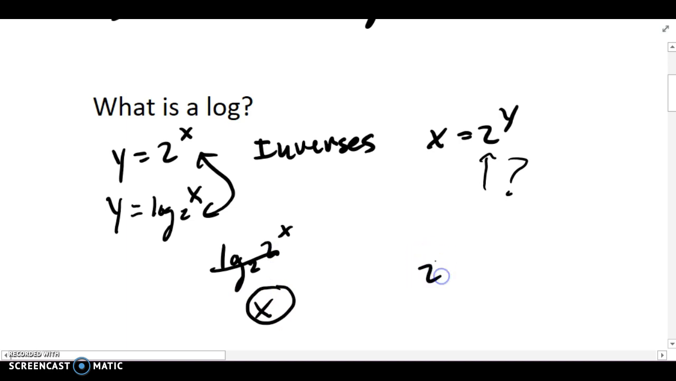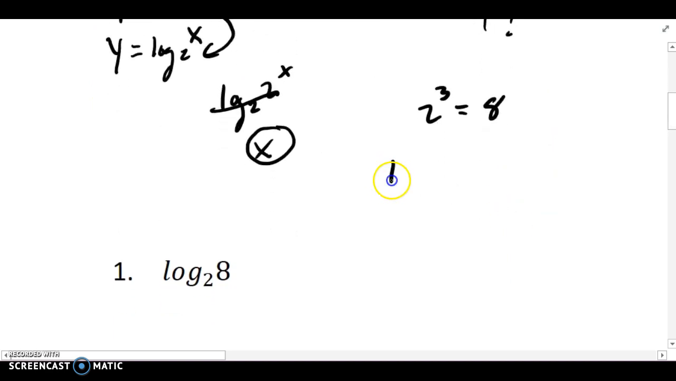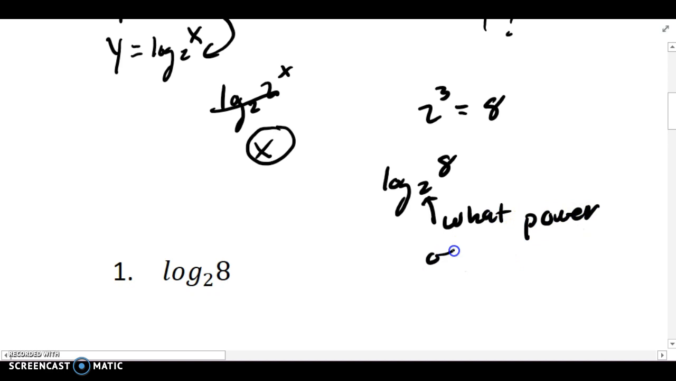We're used to bases like 2 to the third power. We're used to that. 2 to the third power is 8. Right? 2 times 2 is 4, times 2 is 8. So log base 2 of 8, okay? To read this: what power of 2 gives 8? That's what that means. We'll talk more about it, but the answer is 3, and I'll show you that here in a minute, okay?